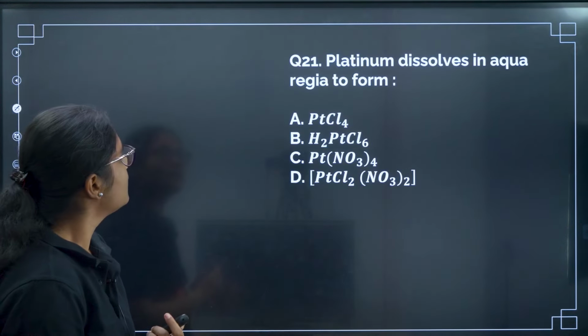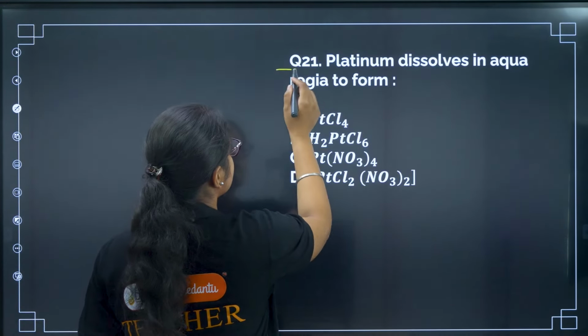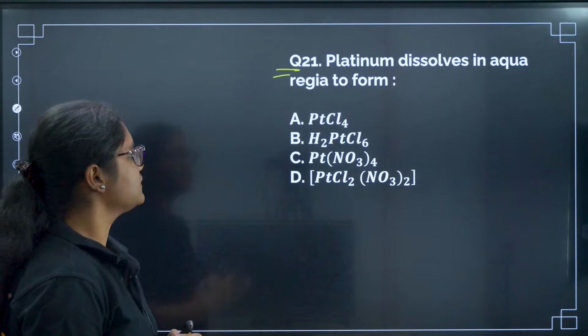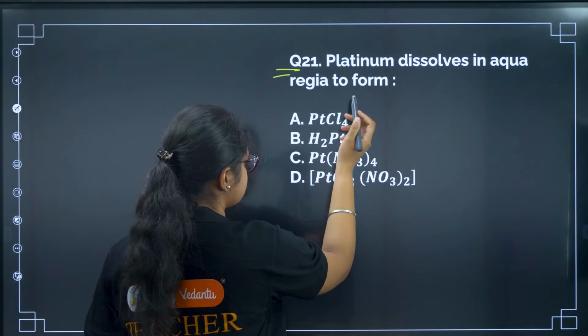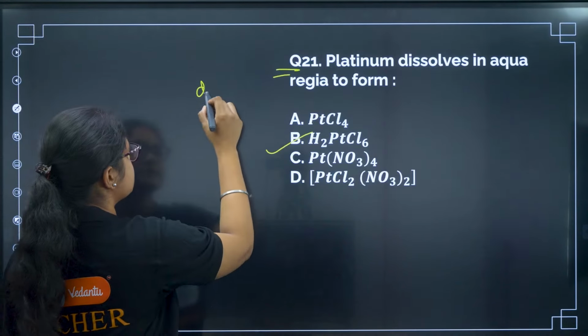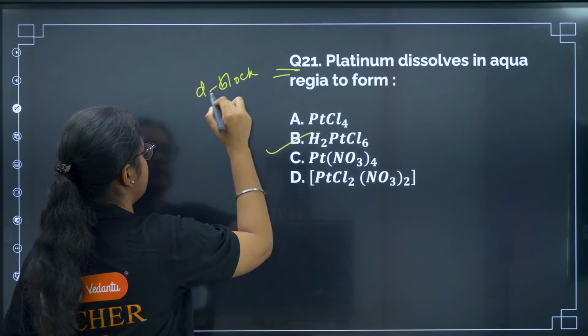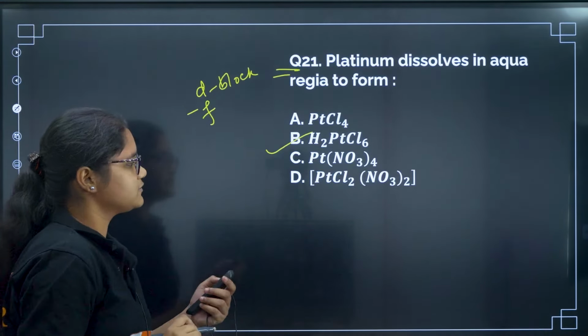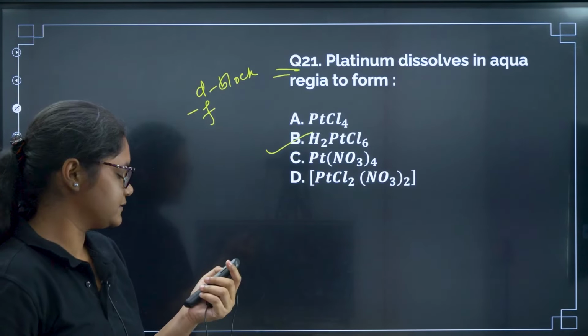Okay, next. This is a theory based question. Platinum dissolves in aqua regia to give you H2PtCl6. So in the D block chapter, you can see some important reactions are given in D and F block. So the question is from that part, H2PtCl6.